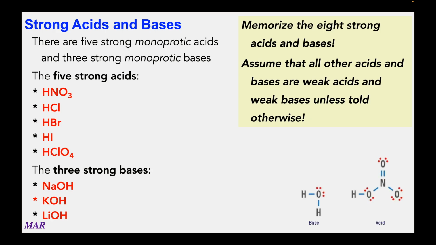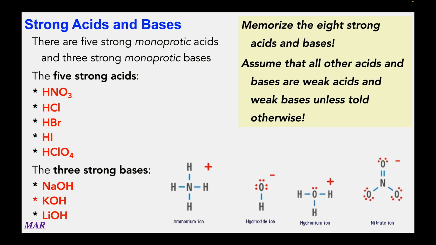When nitric acid, HNO3, encounters a water molecule, it forms an acidic solution by donating a proton, the H plus ion, to the water to form a hydronium ion and a nitrate ion. Ammonia acts as a base in solution by accepting a proton from a water molecule. This liberates a hydroxide ion and results in a basic solution. So bases, once again, will take the H plus, acids will donate the H plus.